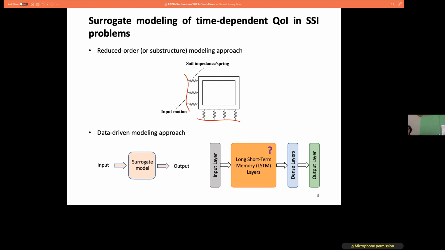And here, since you're interested in time-dependent quantities of interest, I'm interested to see how the long short-term memory or LSTM networks work in addressing this problem, as they are known to be relatively good in capturing or predicting a sequence of data that we have.